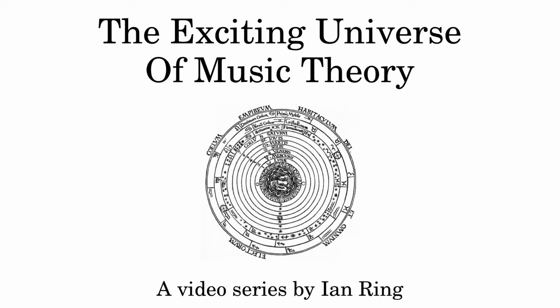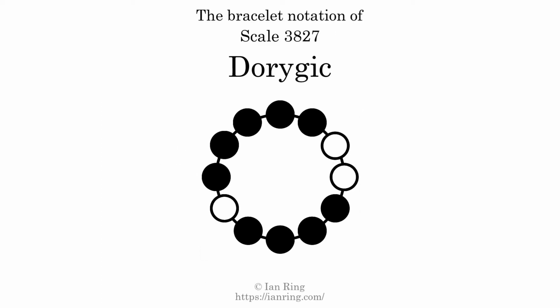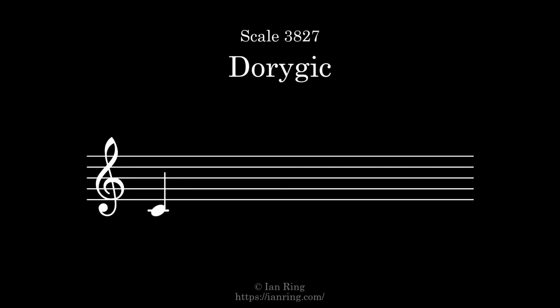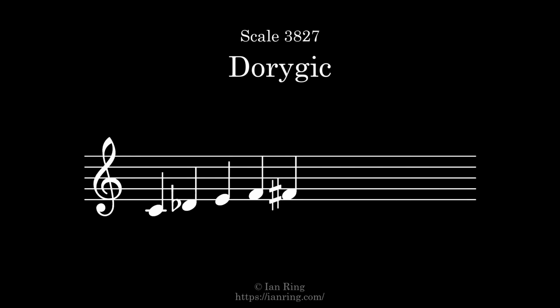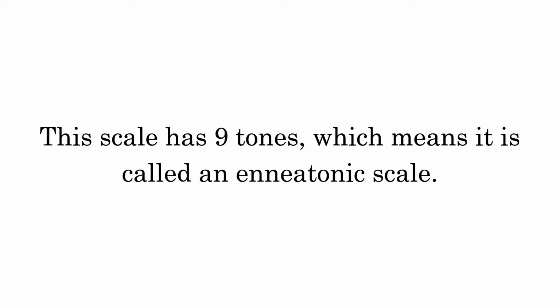Welcome to the exciting universe of music theory. Are you ready to learn? Then let's begin. Today we will talk about Scale 3827, Dorygic, which sounds like this. This scale has 9 tones, which means it is called an enneatonic scale.